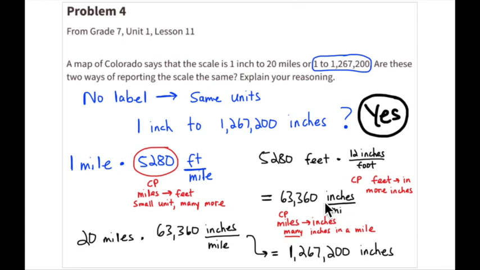And this is the constant of proportionality. And again, inches are really tiny compared to miles. So you're going to need many, many inches to change this to miles. And how many miles do you have? You have 20 miles times 63,360 inches in every 1 mile. So you have to multiply it by 20. And guess what that gives you? 1,267,200 inches. So yes, they are the same scale.